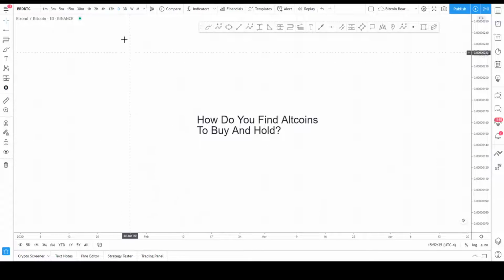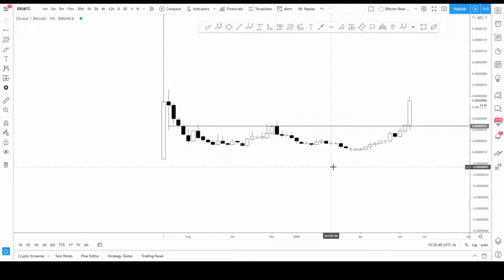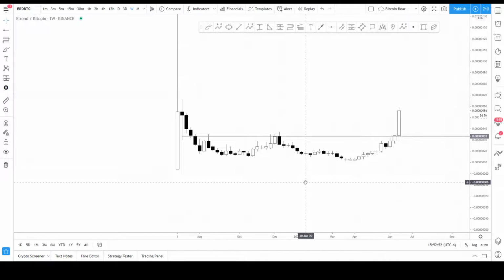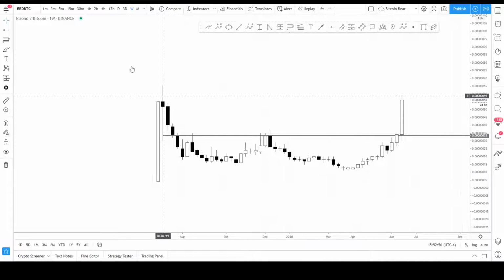Now, what I would recommend is starting out, you see on the upper chart here, just start out on the weekly. Now, what we're going to do is we're going to go through the market and scan for weekly altcoins. Now, I'm just going to go through Binance, but you can do this on Huobi, KuCoin, a lot of these different altcoin sites.